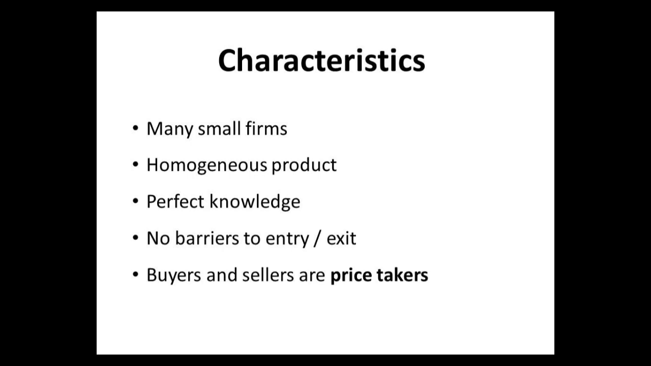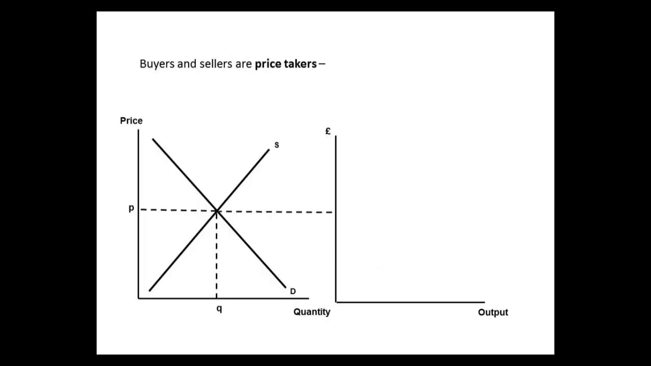We assume there's no barriers to entry or to exit, so nothing stops a potential firm from joining this market, and nothing stops an incumbent firm from leaving the market if they want to. And we finally assume that buyers and sellers are price takers. We can show that diagrammatically.